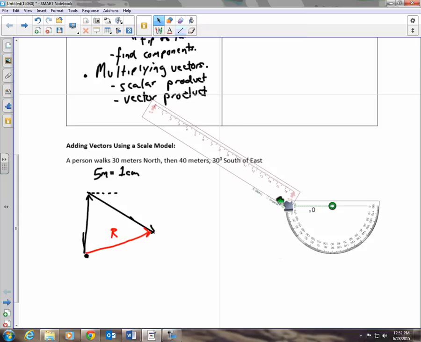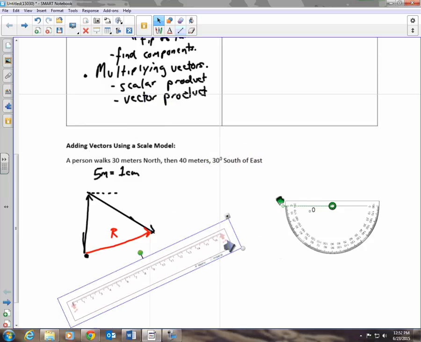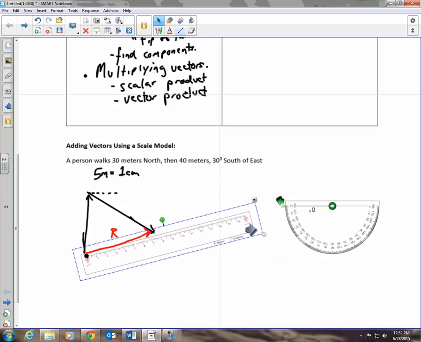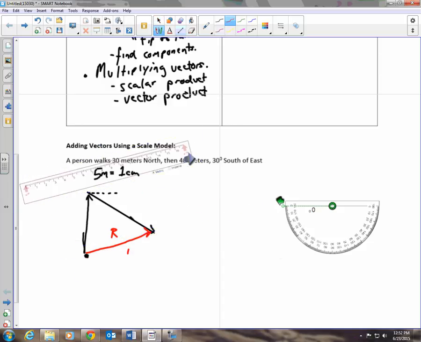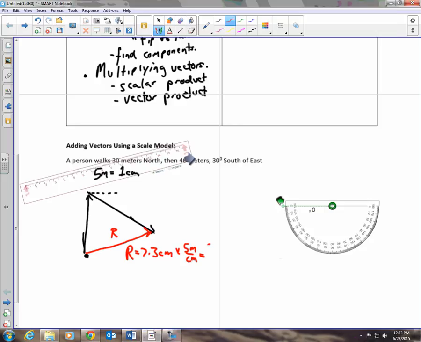It's our resultant. Now to find out how big it is, I just have to measure it. So here, it looks to be about 7.3 centimeters long. Remember, this is the scale. It's a scale of 5 to 1. So I have to multiply that by 5 meters per centimeter, and that's going to give me a value of 36.5 meters. Now, since it's a vector, I also have to tell the angle.